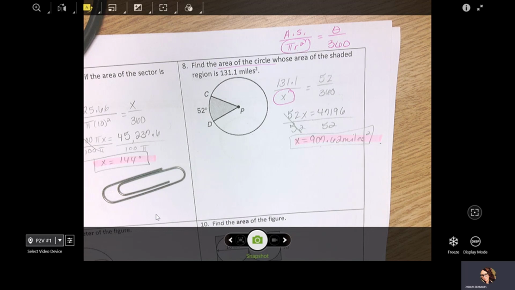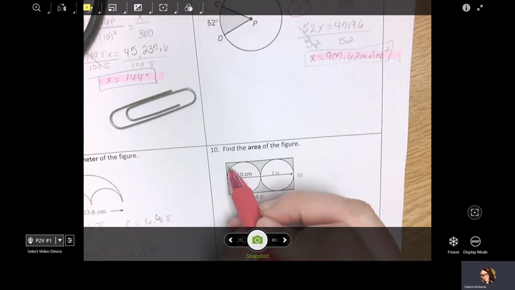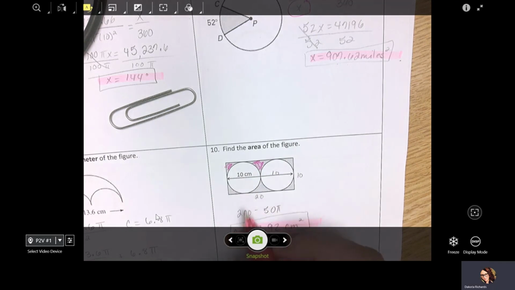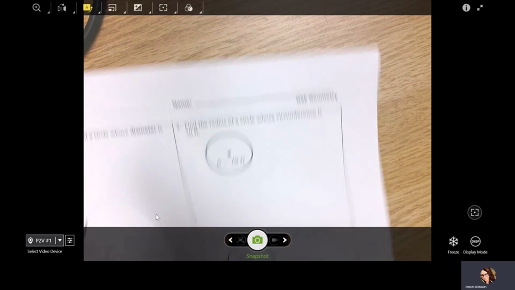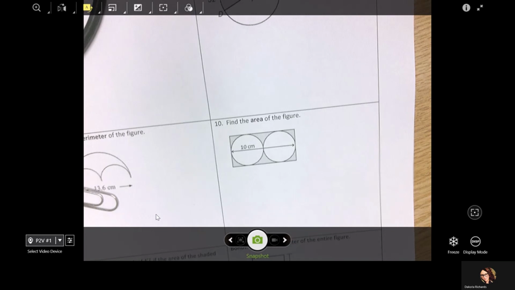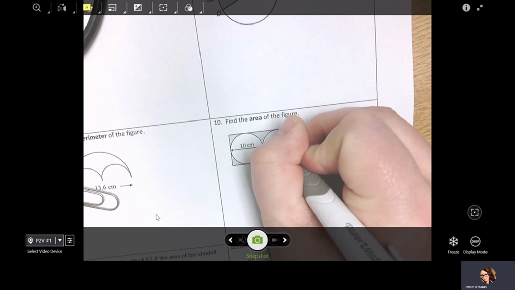So when it says find the area, you're on number 10, you're looking for the darkened area, so kind of in between the rectangle and the circles, that's what you're looking for. So the diameter of one of these circles is 10 centimeters. So the diameter of another circle, these are the same, would also be 10 centimeters. I want to work on a fresh sheet. Hold on. So that means this is also 10 centimeters.